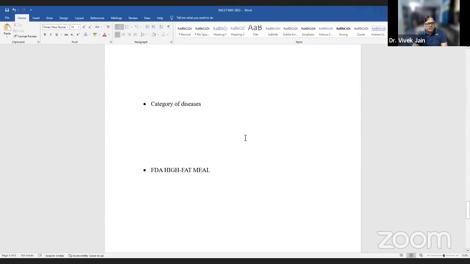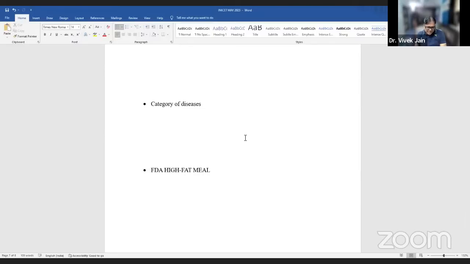Okay, friends, there was a question on FDA high fat meal. I don't know the choices which were given, but I can tell you that it has total calories 800 to 1000 kilocalories. Proteins give you 150 kilocalories. Carbohydrates give you 250. Fat gives you 500 to 600 kilocalories. And fat should contribute more than 50% of the calories in high fat. I'm sure choices must be based on this.